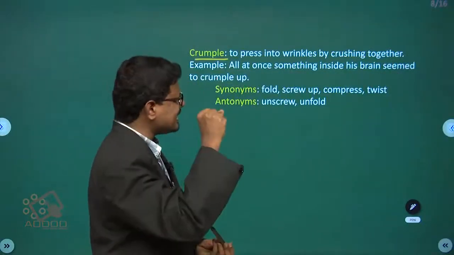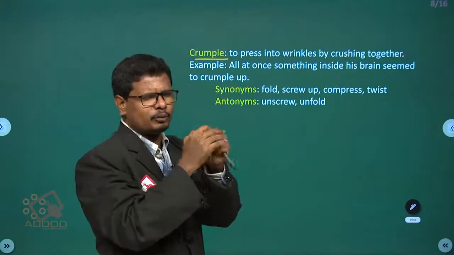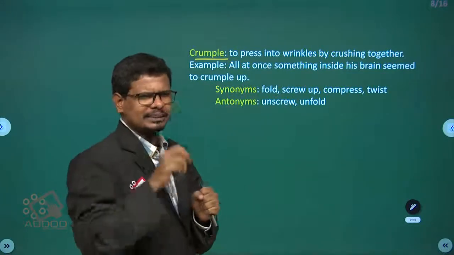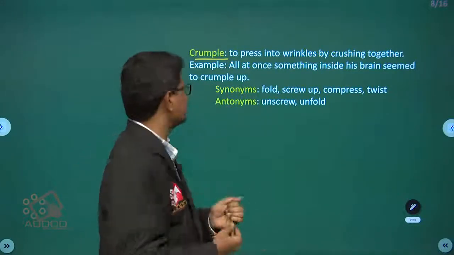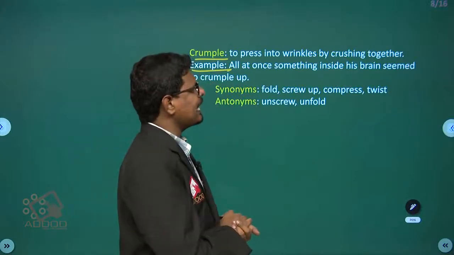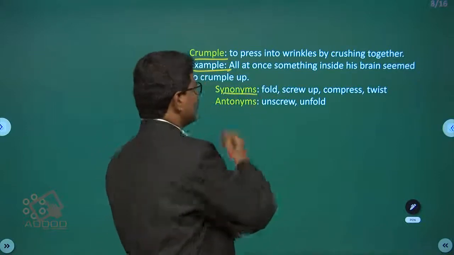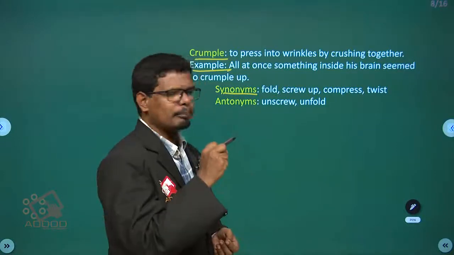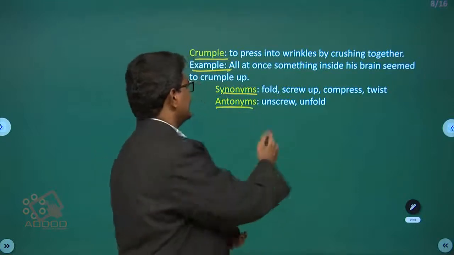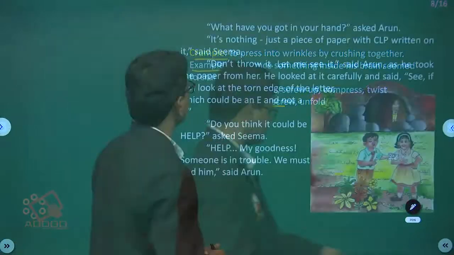Crumple: to press into wrinkles by crushing together. You might crush the paper, right? When you don't like something on the paper, what do you do? You just tear it, crush it, and throw it in the dustbin, right? Example: all at once something inside the brain seemed to crumple up. Synonyms: fold, screw up, compress, twist, squeeze. Next, antonyms: unscrew, unfold.